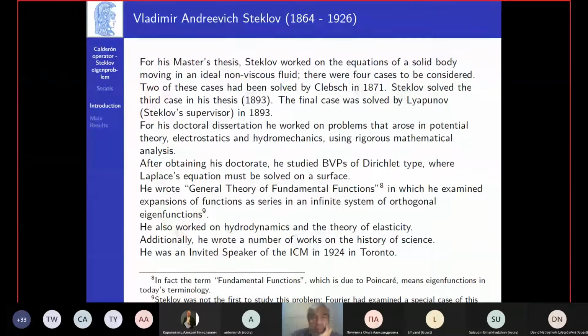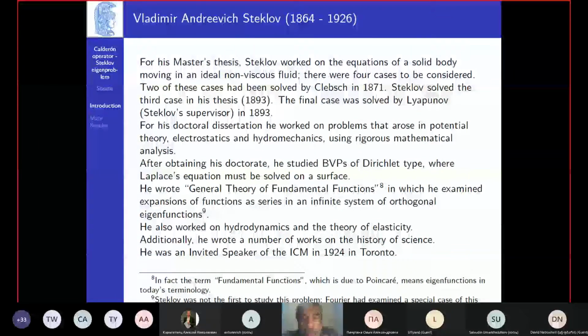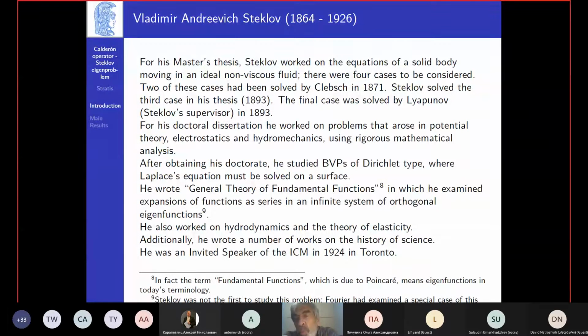He did very important work on the so-called general theory of fundamental functions, in which he examined expansions of functions as series in an infinite system of orthogonal eigenfunctions. By the way, the term fundamental functions is due to Poincaré, and at that time it meant what we call today eigenfunctions. Steklov also worked on hydrodynamics and the theory of elasticity, and he wrote a number of works on the history of science. He was an invited speaker at the International Congress of Mathematicians in 1924 in Toronto.